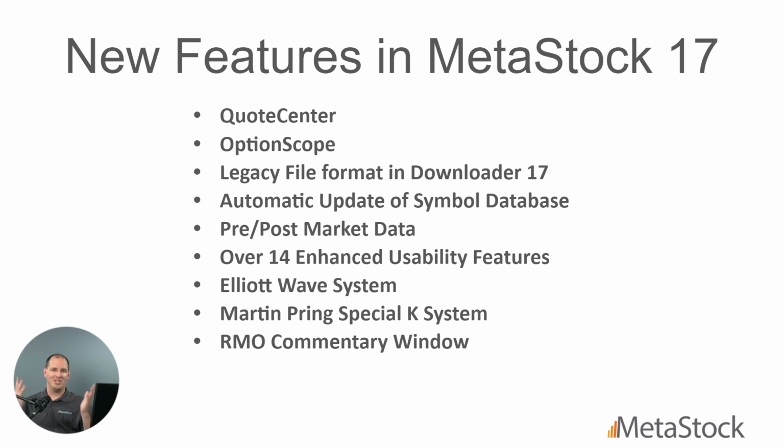Again, for you people using legacy data in version 11 or version 11 downloader, you can now use the version 17 downloader to download, convert, sort, adjust, and work with your data. So great upgrades to the downloader as well. The automatic update of the symbol database, pre and post market data. We've got the other 14 enhanced usability features that we did a quick highlight of, and I showed you some of those usability features. We have the Elliott Waves System for market psychology, the Martin Pring system for swing traders, and that new RMO Commentary Window.